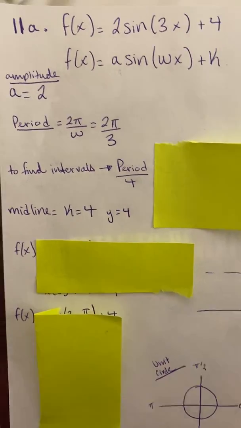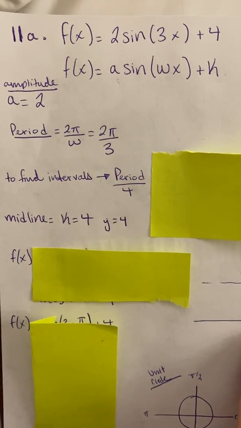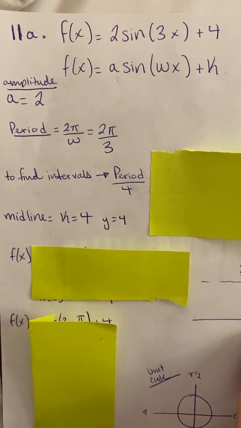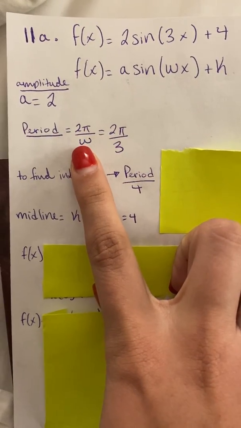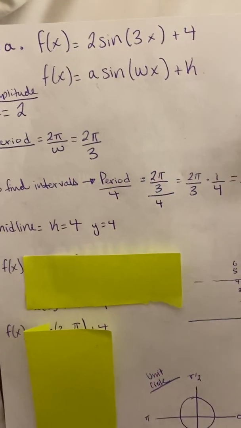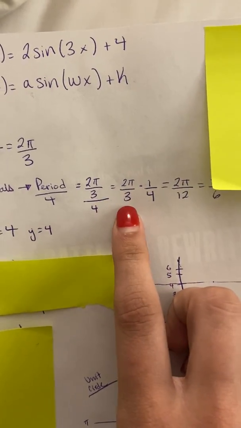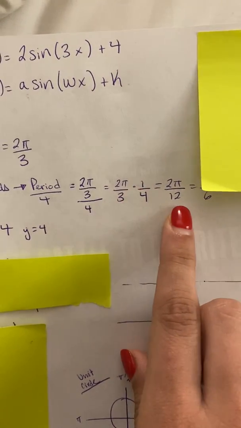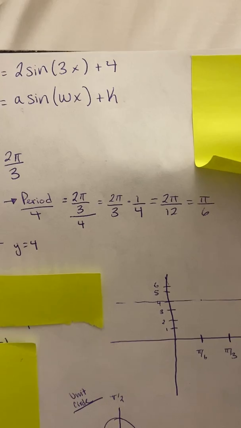Now, back to period, the fun one. To find your intervals in a period, remember that you always divide period by 4. We're left with 5 points when we do that. We'll talk about what that means in a second. First, we're going to grab the period that we got from plugging omega into the equation, and divide it by 4. Remember, when you divide by a fraction, you multiply by its reciprocal. So 2 pi over 3 times 1/4 simplifies to 2 pi over 12, which further simplifies to pi over 6. So that is our interval.